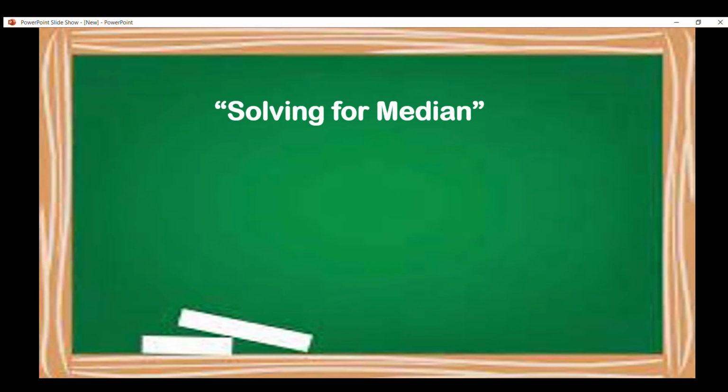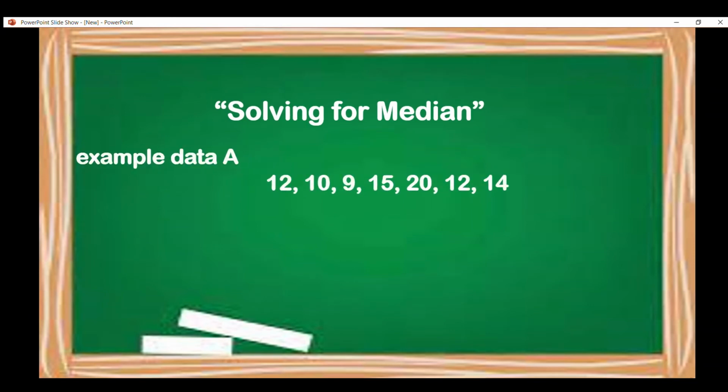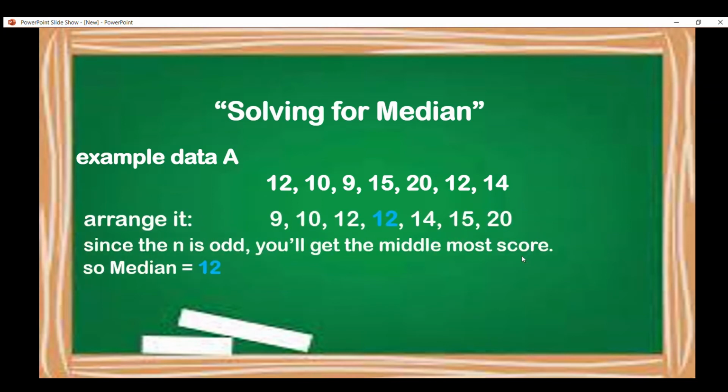Alright, solving for the median, let's take it one by one. Example, data A. We have scores in the data 12, 10, 9, 15, 20, 12, and 14. If you count it, 1, 2, 3, 4, 5, 6, 7, there are 7 scores in this data. And what was the most important? We are to arrange it first, so arrange it in ascending order. So the scores would become 9, 10, 12, 12, 14, 15, and 20.